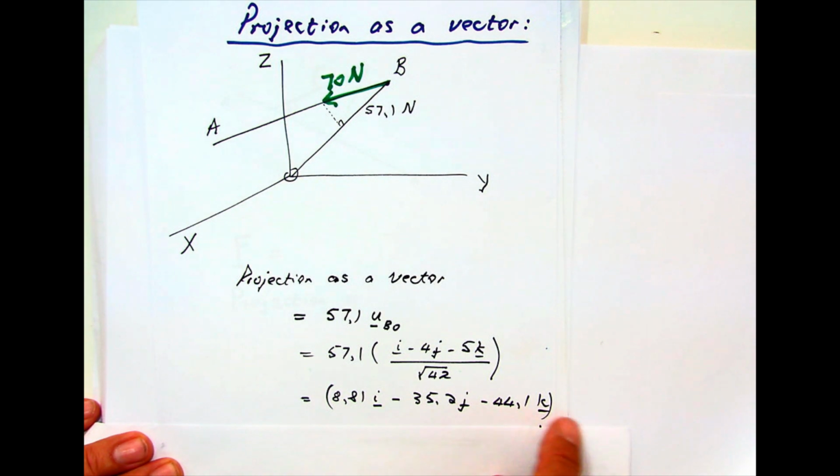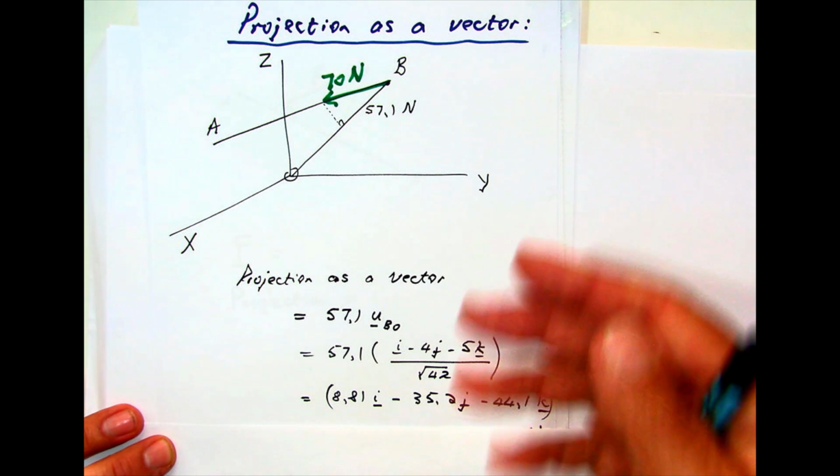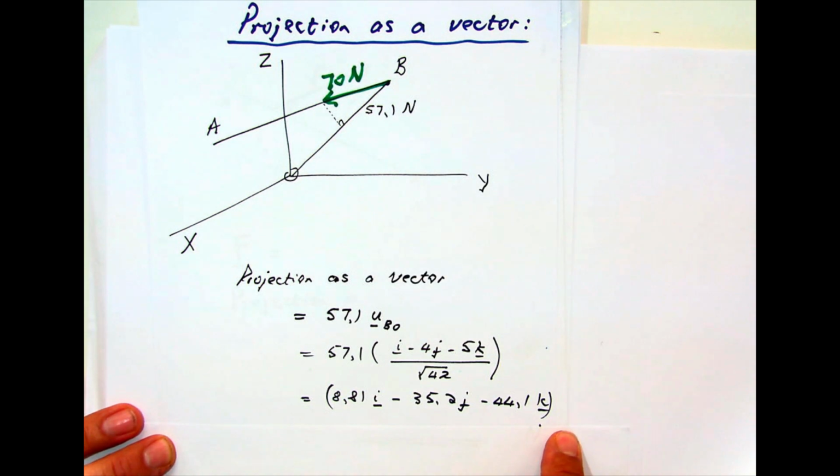And the magnitude of this one will be 8,81 squared plus 35,2 squared plus 44,1 squared. Square root of everything should give you 57,1. Okay. So those were the two things about the dot product: find the angle, find the projection, and furthermore write the projection as a vector. So always check, what are they asking? Just the magnitude of a projection, or the projection as a vector?